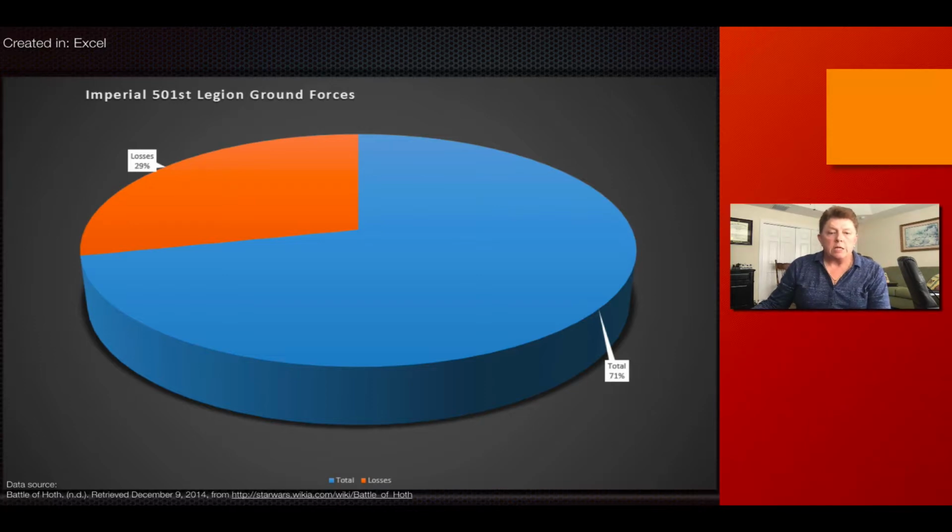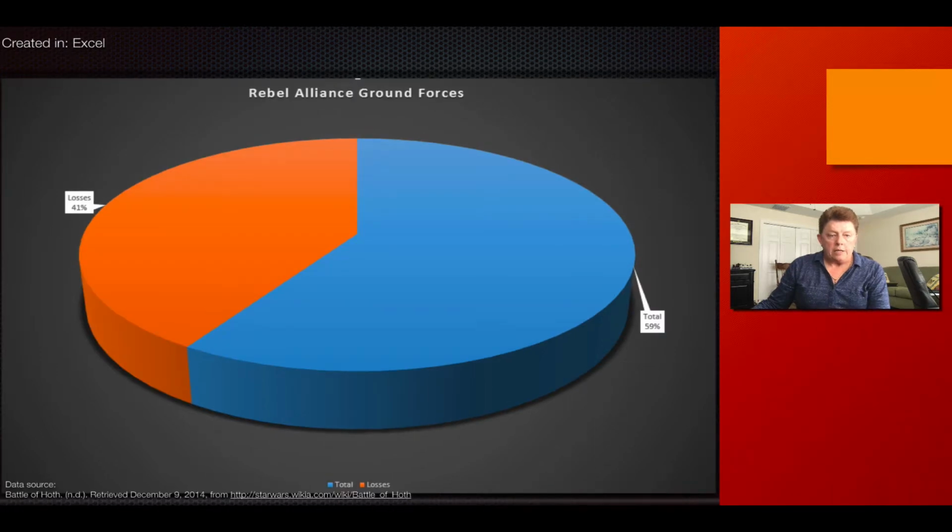You add this together and that is 100. This is actually populated by data through Excel, and the call out makes it very effective. And again, the data source at the bottom. And another Excel, the opposing forces, the Rebel Alliance ground forces, again, the blue and orange showing the total and the losses, the call out boxes, and the data source.